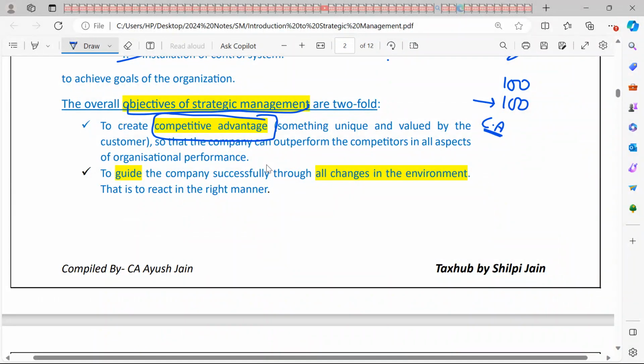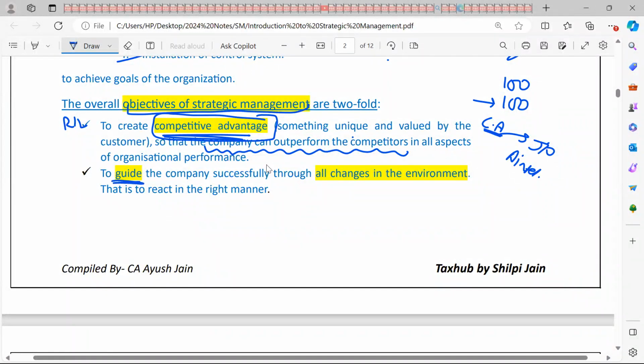If some new customer comes, he should prefer my company. He should prefer Jio. He should throw away Airtel and other companies. So it means that Jio and Reliance have created a competitive advantage, something unique and valued by the customer, so that the company can outperform its competitors in all aspects.